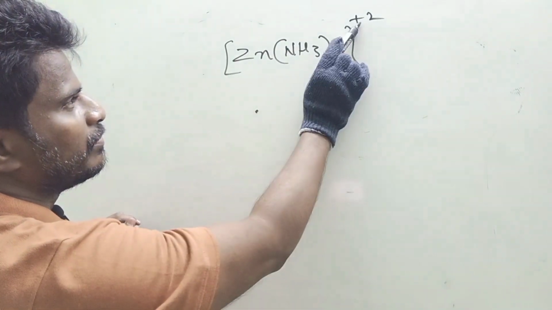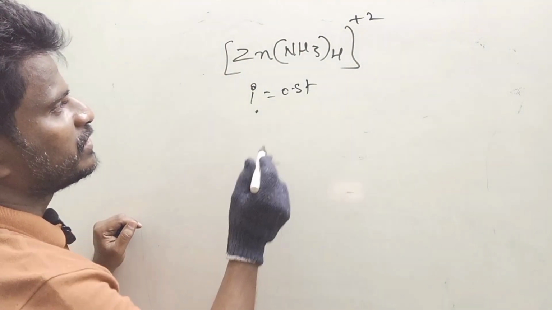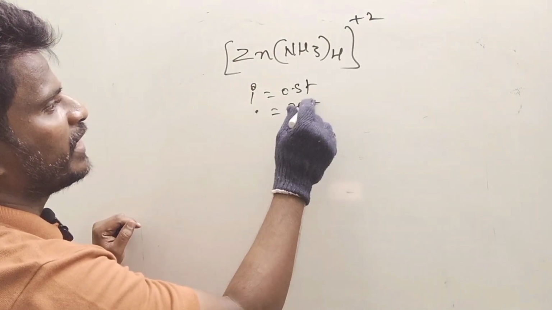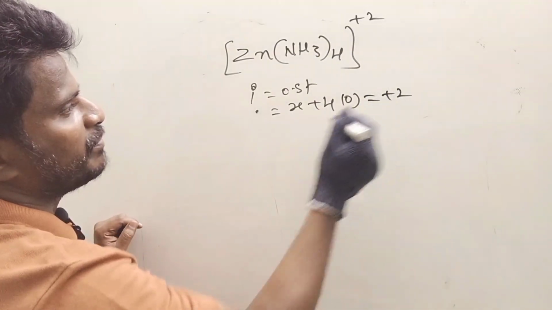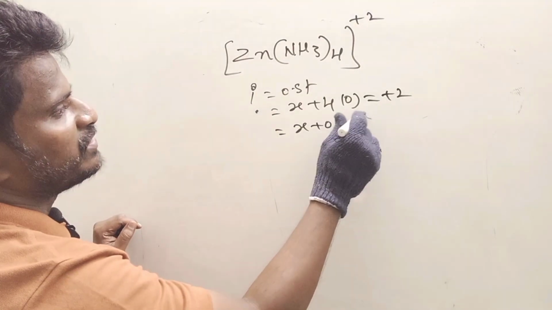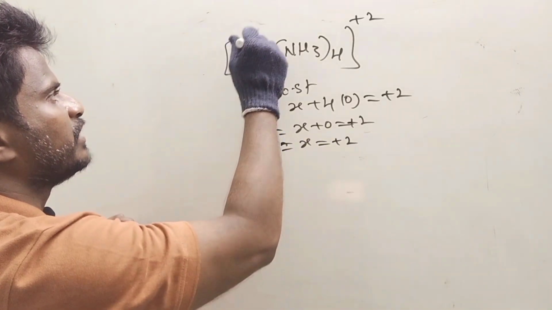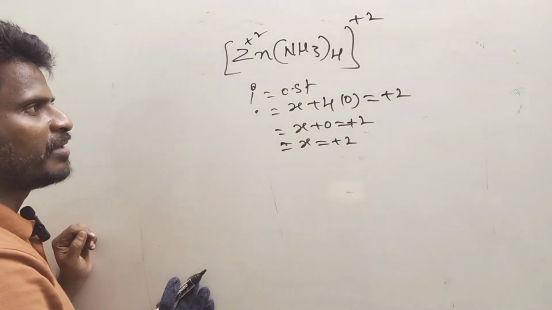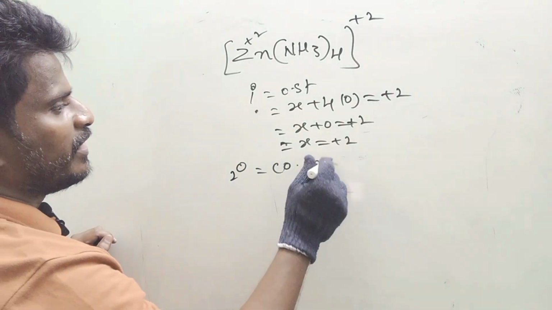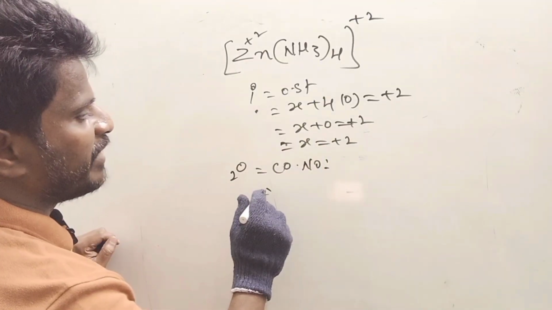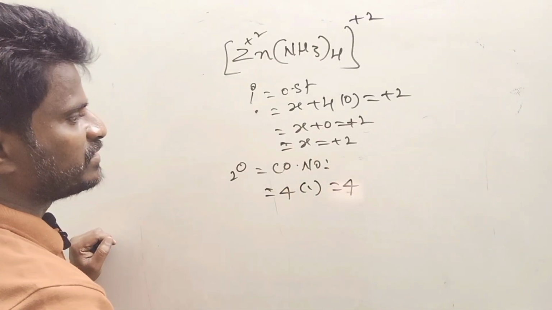Tetraamine zinc plus 2 complex. Primary valency is oxidation state. Zinc value X, 4 amine groups, each amine is 0, the complex has a plus 2 charge, then X plus 0 is equal to plus 2, finally X is equal to plus 2, zinc is in plus 2 oxidation state, it is its primary valency. Secondary valency is coordination number. It indicates 4 amine ligands are there. Each amine makes one bond. Then secondary valency is 4.